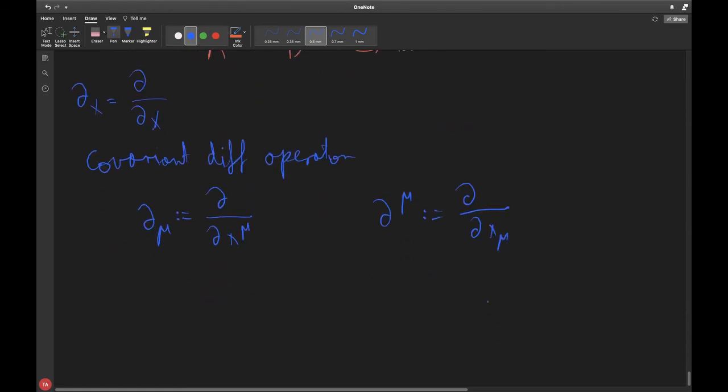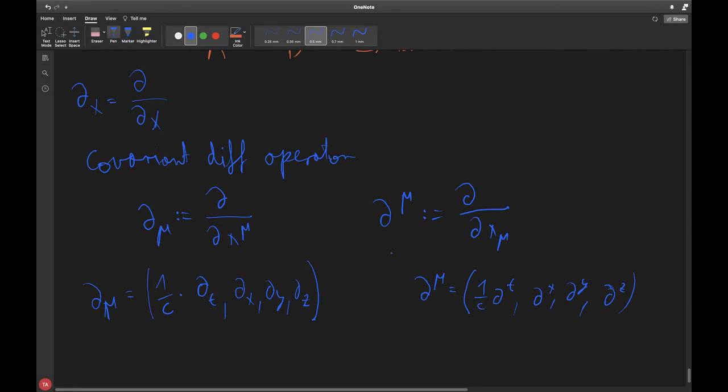So if I want to write it down, this means that d mu means 1 over c times dt, and then dx, dy, and dz. And then here, this means that I have 1 over c, dt is up now, dx, dy, dz. So this is just very shortened notation of derivatives.